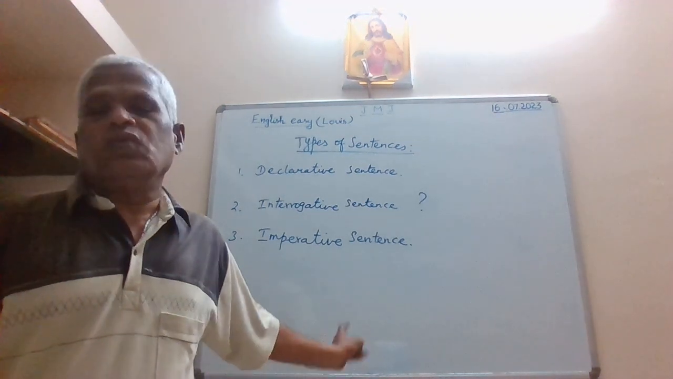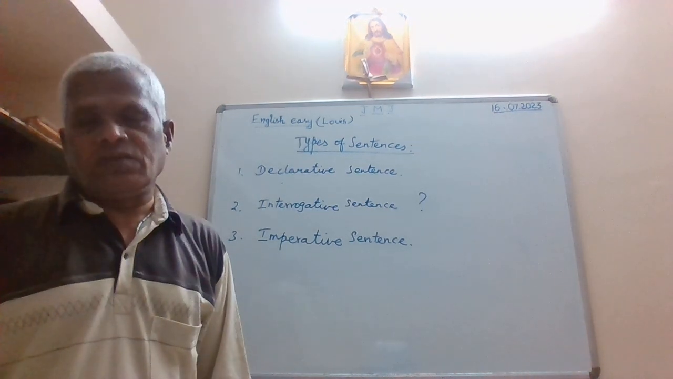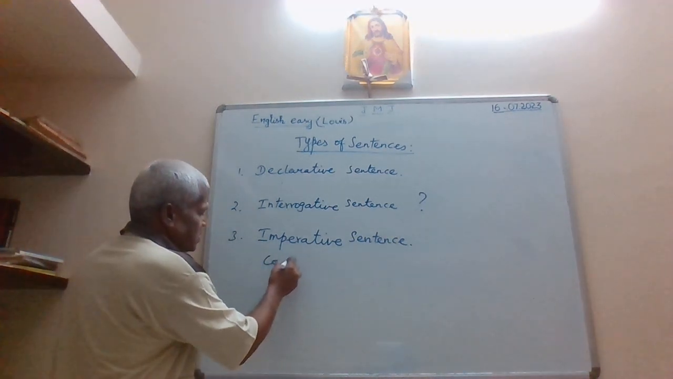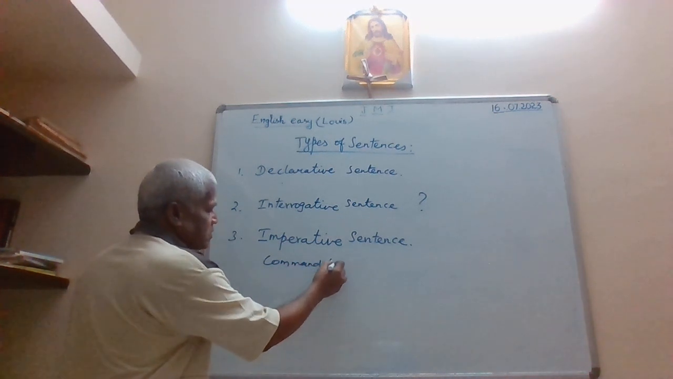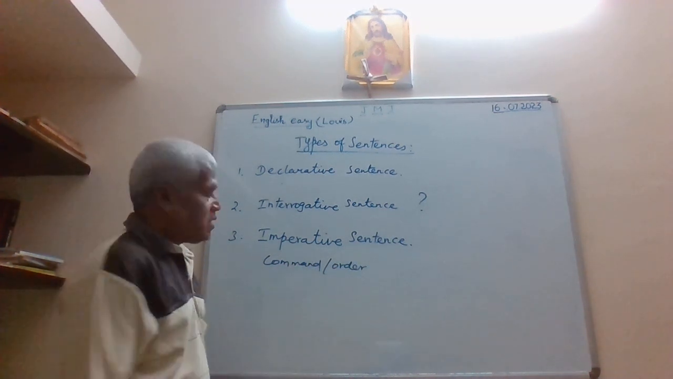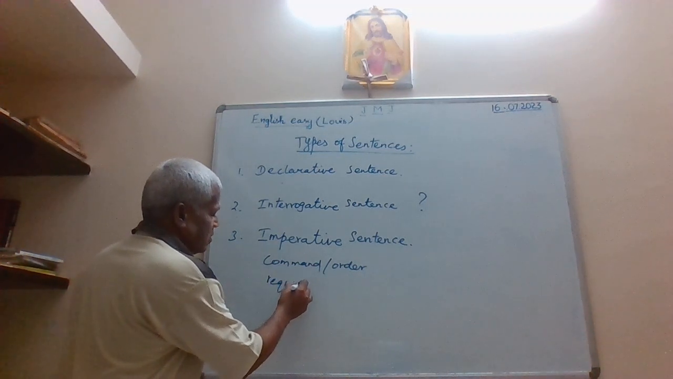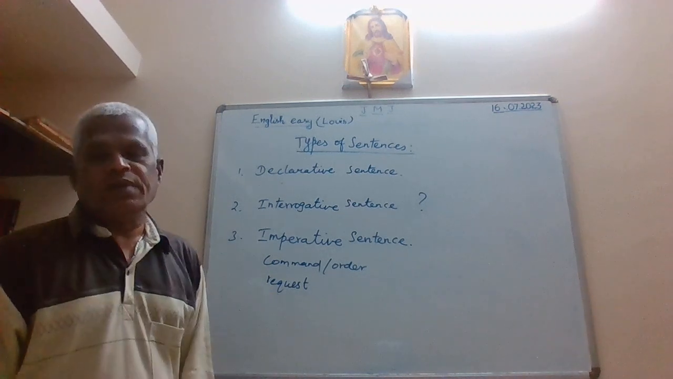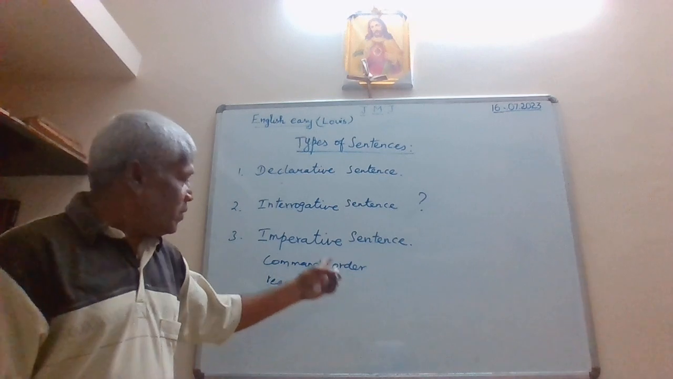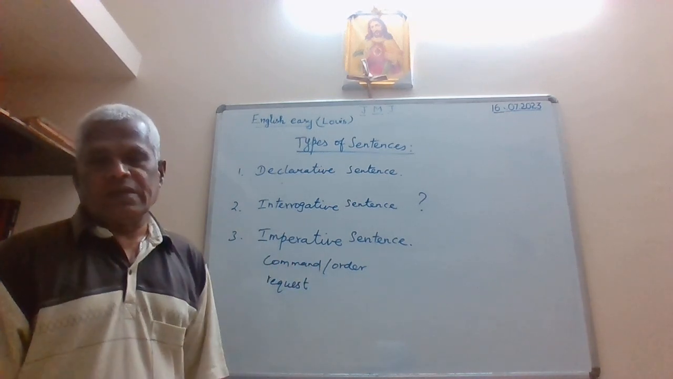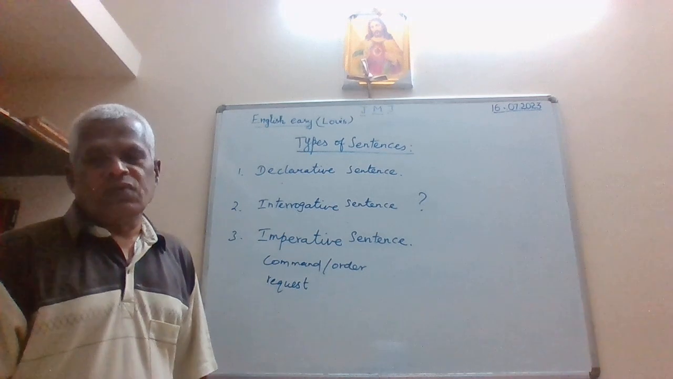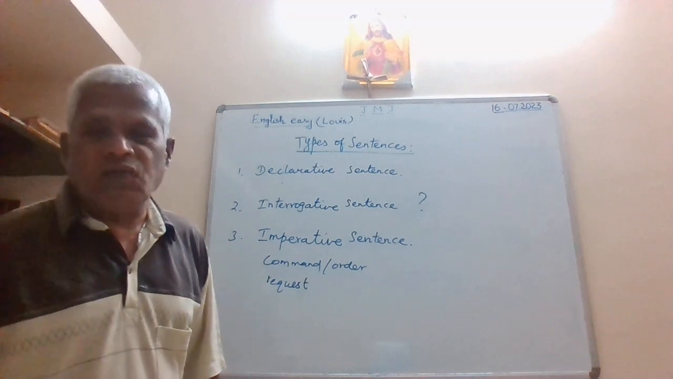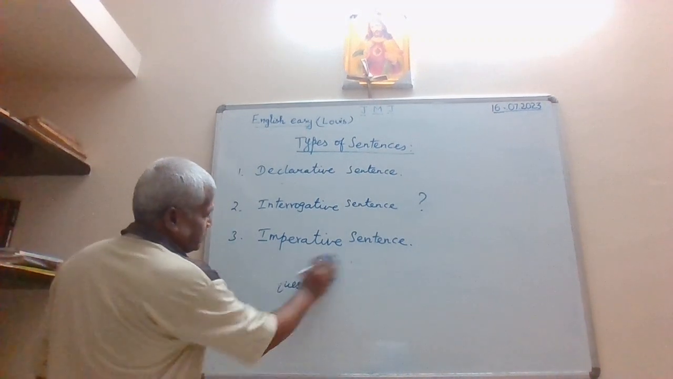And again, there are two types of imperative sentences. One is known as a command, or giving orders. Another one is known as a request. So one is a command, another one is a request. The imperative sentence also will end with a full stop, but you must be very clear in your mind: an imperative sentence will always begin with the verb. So let me write examples.